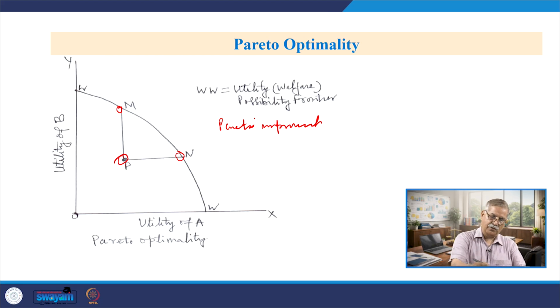But when you move from M to N or N to M, it clearly shows that the welfare of B can only be increased by reducing the welfare of A. So when we move from N to M, the welfare of A is reduced and the welfare of B is increased. And when we move from M to N, we find that the welfare of B is reduced and the welfare of A is increased.